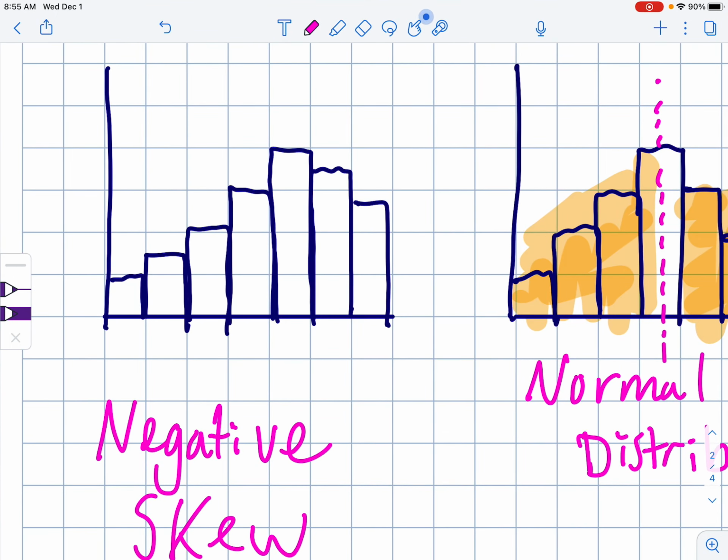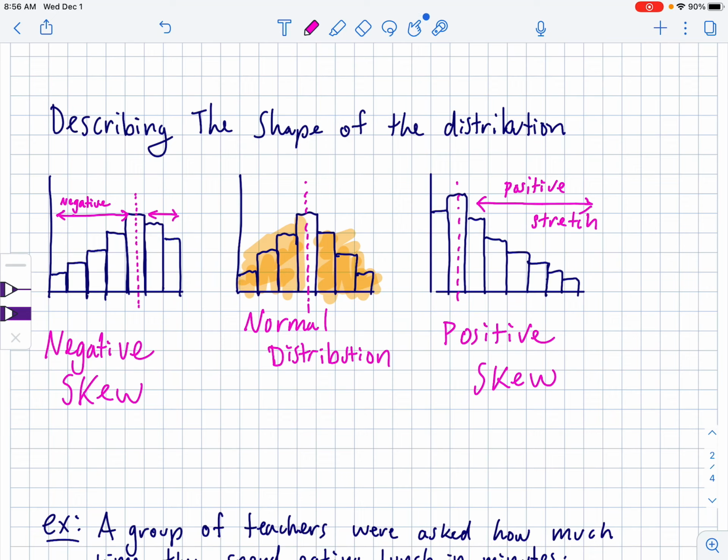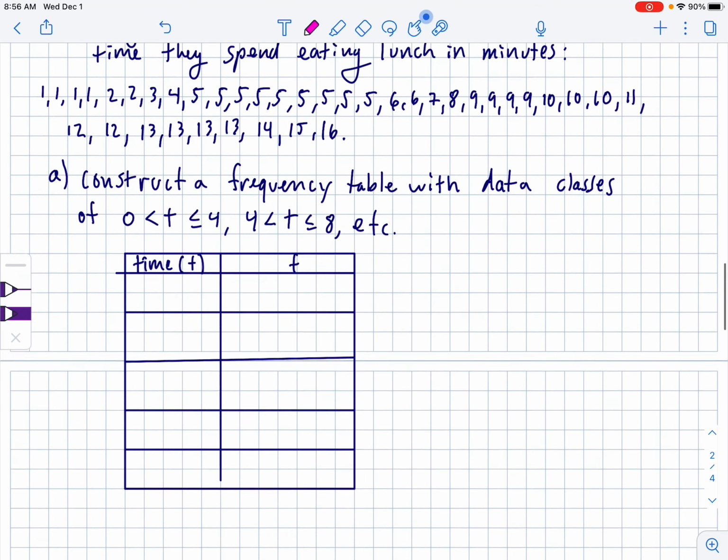Here's how I remember that. The middle of this data, the median, not the mean, would be somewhere around here, which means that this side is way more stretched out than this side. This side is smaller and this side is bigger. This is the negative side. So it's got a negative stretch going on the negative side, so it's negative skew. Same thing with this graph over here, that the positive side is stretched out. So we say that this is positively skewed. That's it for skew.